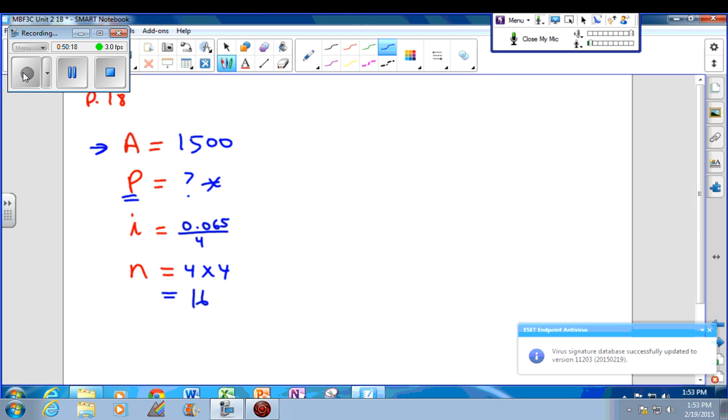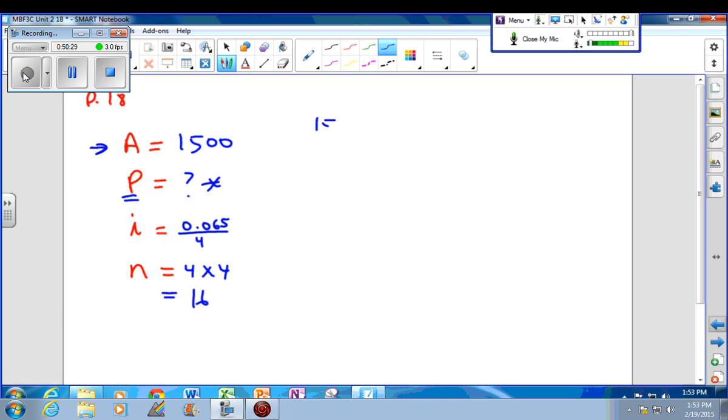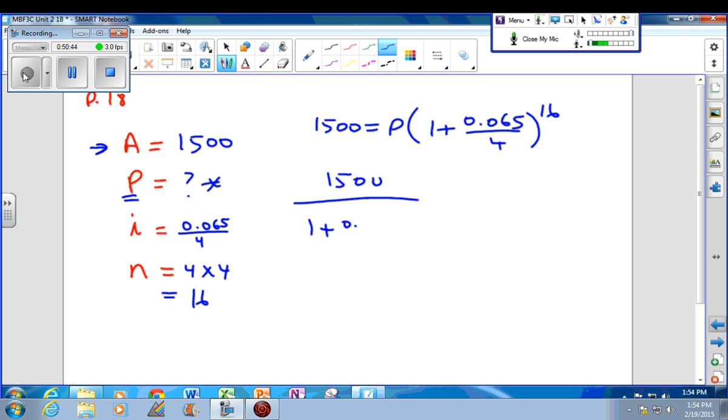Okay. All right, so I've got about 4 minutes. I don't know if we're going to get this one done today, but that's fine. We'll get it started anyway. So 1,500 equals P times (1 plus 0.065 divided by 4) to the power 16. Look at that. We're going to be able to work this out. 1,500 divided by (1 plus 0.065 over 4) to the power 16 equals P.